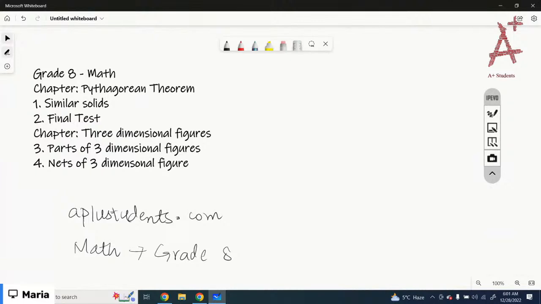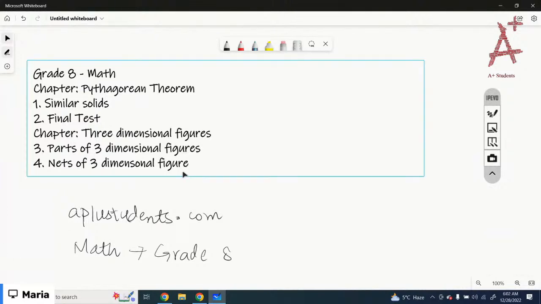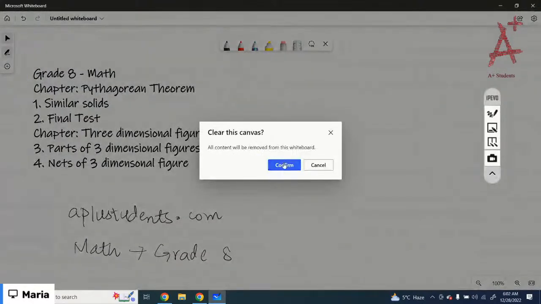The lesson we're going to cover is similar solids and the final test from the chapter. Then we'll start the new chapter, that is three-dimensional figures, and the lesson is nets of three-dimensional figures. So let me just start with the first chapter, that is Pythagorean theorem, and the lesson name is similar solids. So let's just start with the first lesson, that is similar solids.